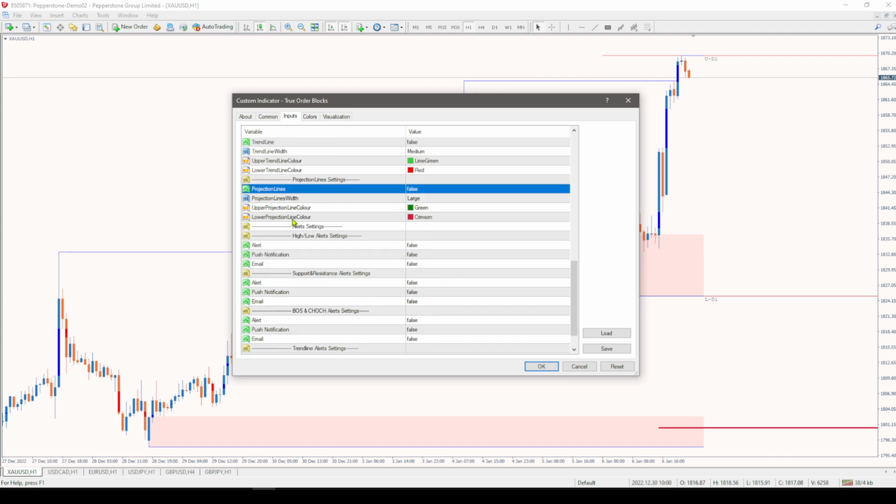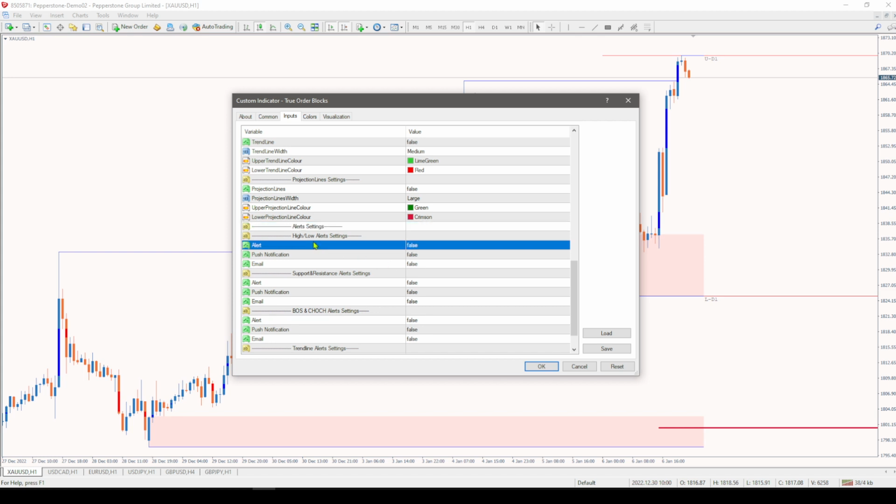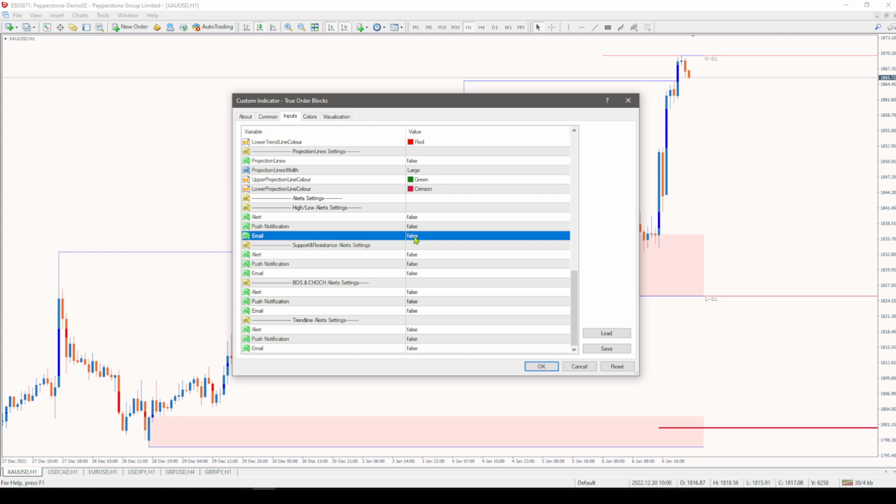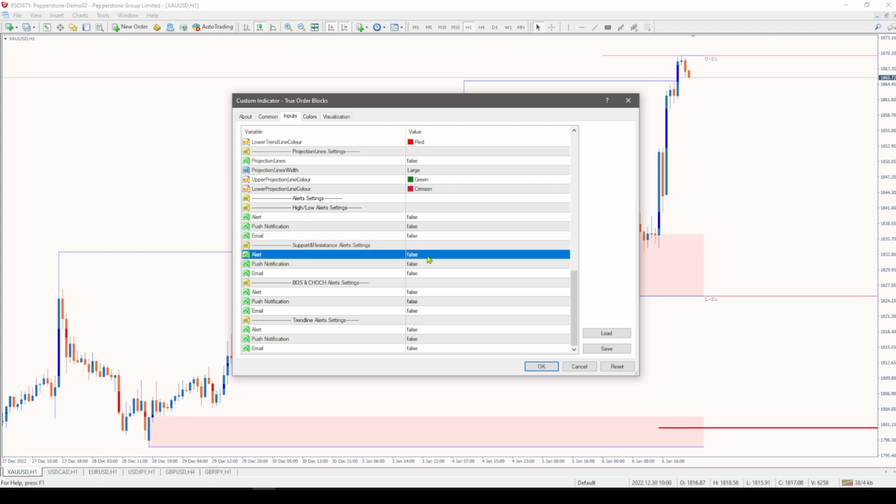And this is for all the alert settings, like high and low. If the day one high is broken, it gives you an alert. Also you can set email notifications. And support and resistance alerts: when the market or price enters the support or resistance zones, it is going to give you an alert. Also if the support and resistance breaks, it is also going to give you an alert.